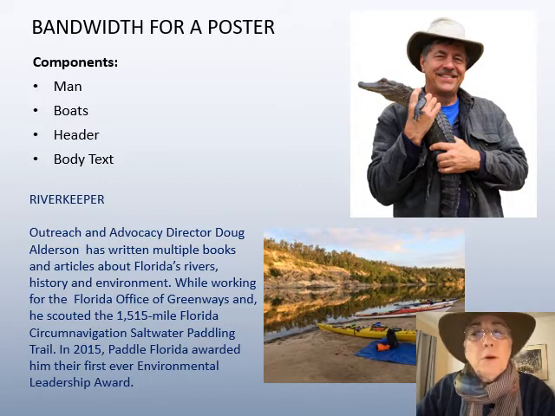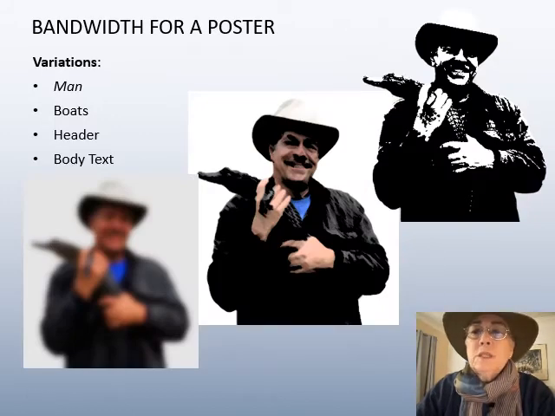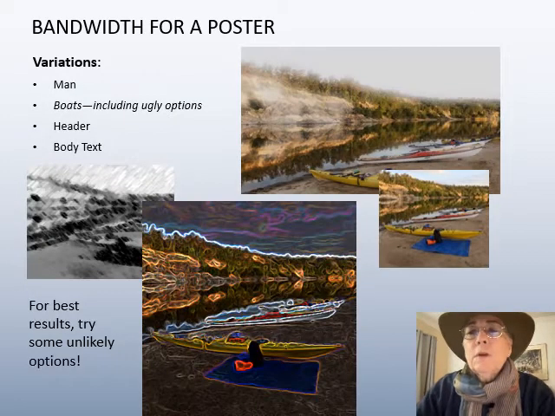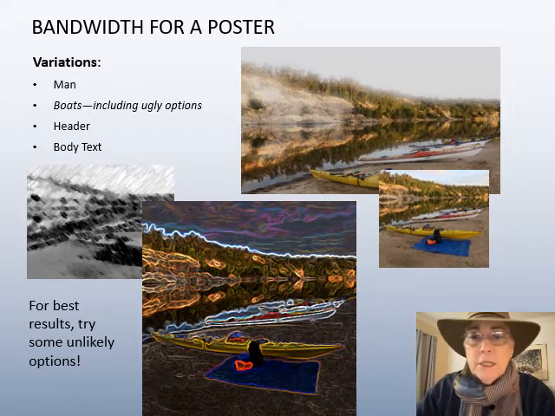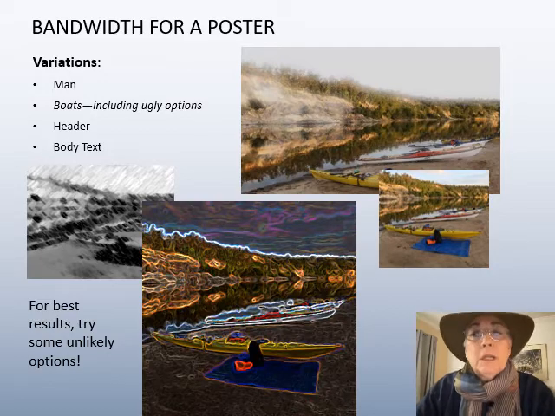Let's say the poster consists of 4 components: a photo of a man, a photo of some boats, the main header, and a block of body text. Each of these components can be varied in many ways, as with these options for the man. And look at these options for the boats. Please note that for best results, it is important to expand the bandwidth beyond what you think will work. The middle image in this case may be totally unsuitable, but until I see it, I don't know that.